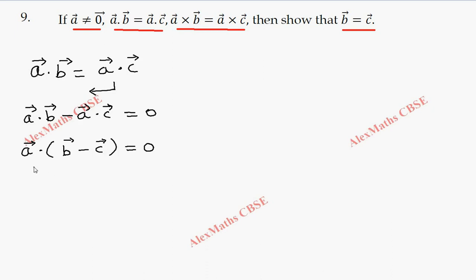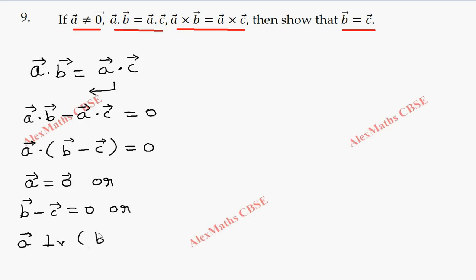Now from this we can have 3 conditions. When the dot product is 0, either a vector equal to 0 vector, or the other one, b vector minus c vector equal to 0, or both are perpendicular, that is, a vector is perpendicular to b vector minus c vector. When they are perpendicular, the dot product is 0. So we have 3 conditions.